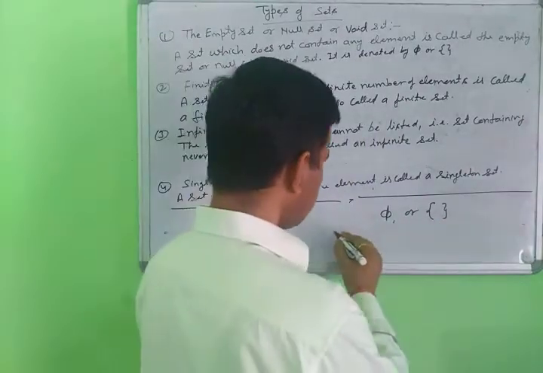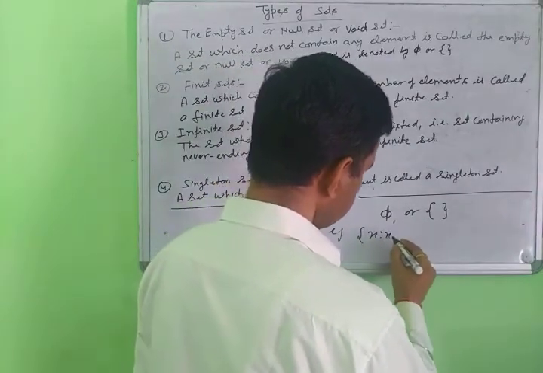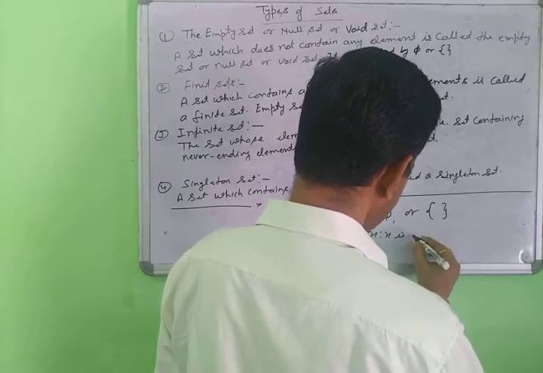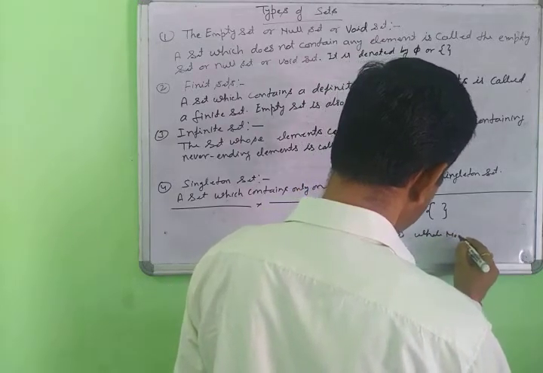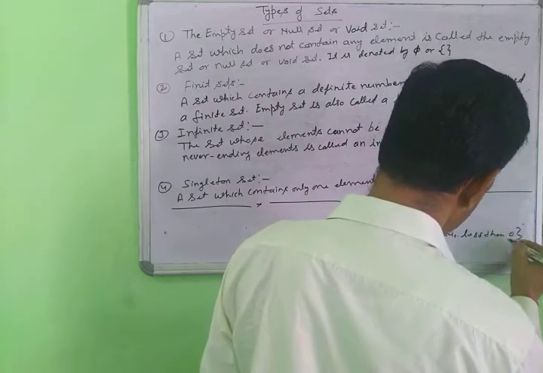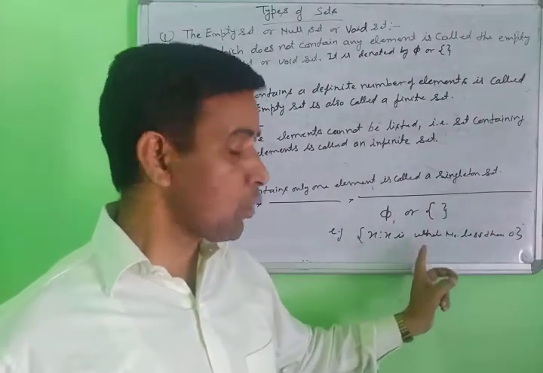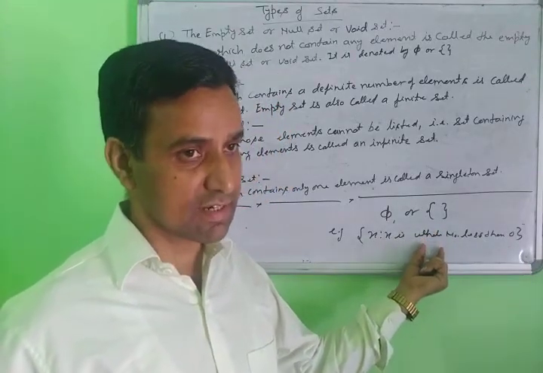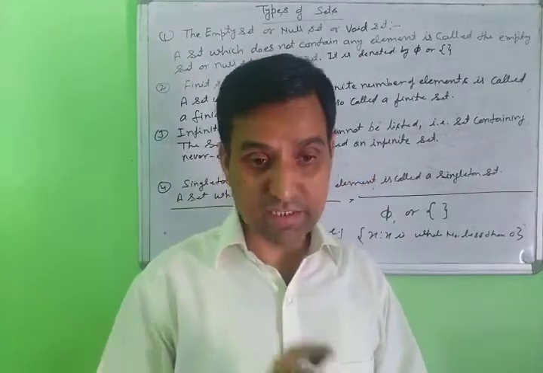An example of the null set. Suppose you write here {x : x is a whole number less than 0}. It means there is no whole number less than 0. Then you can say this set is the empty set. Clear?